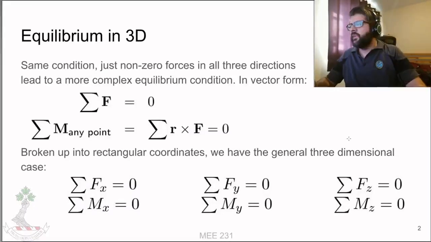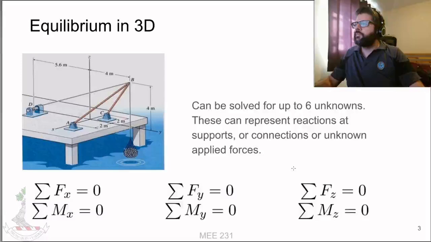So again, we're still working with the sum of the forces equals 0, the sum of the moments about any point being 0. So we can take those generalized formulas there and break them up into their x, y, and z components, and we'll have the general 3D case.